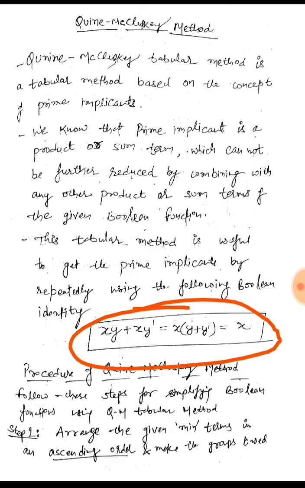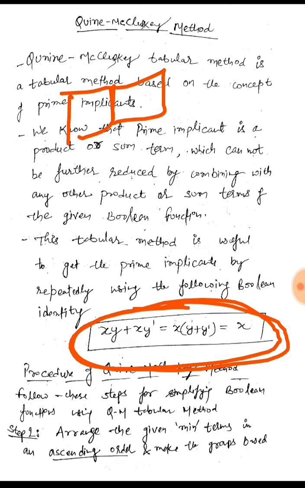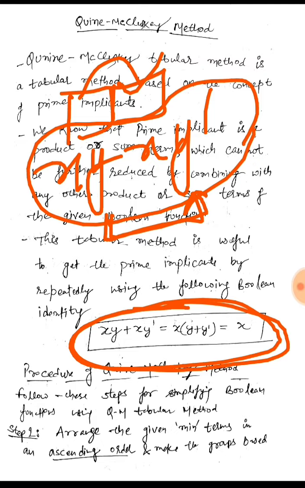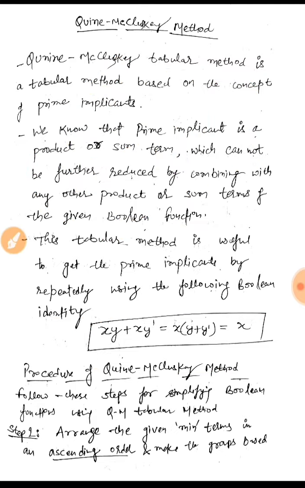Basically this is the identity which we used in the K-map as well, because in two adjacent cells there was only a change of one variable. As you can see in xy or xy bar, y is changing from the uncomplemented form to the complemented form, so we can always reduce it using this identity. The same identity will be used in the QM method, but in a tabular mode. So let's see what the procedure for the QM method is.